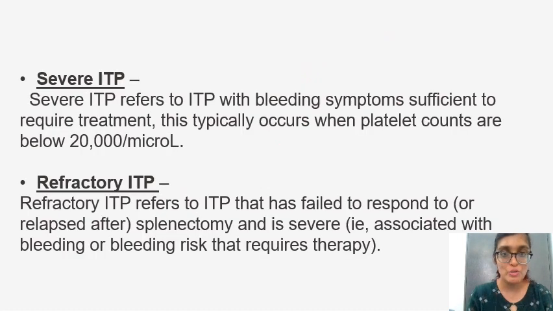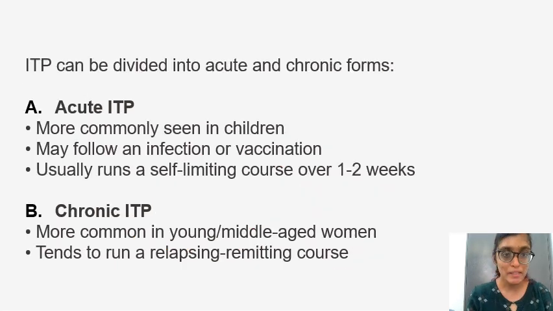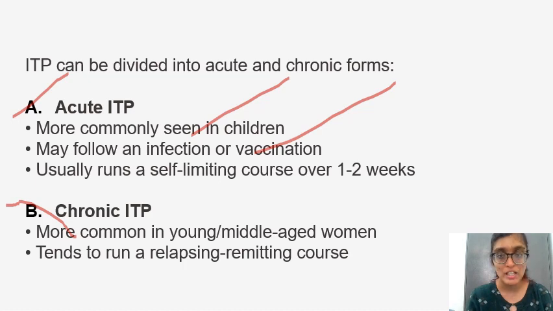Severe ITP refers to ITP with bleeding symptoms sufficient to require treatment. This typically occurs when platelet counts are below 20,000. Refractory ITP refers to ITP that has failed to respond to or relapsed after splenectomy and is severe, associated with bleeding or bleeding risk that requires therapy. So ITP can be divided into acute and chronic. Acute is more commonly seen in children, may follow infection or vaccination, and usually runs a self-limiting course of 1 to 2 weeks.